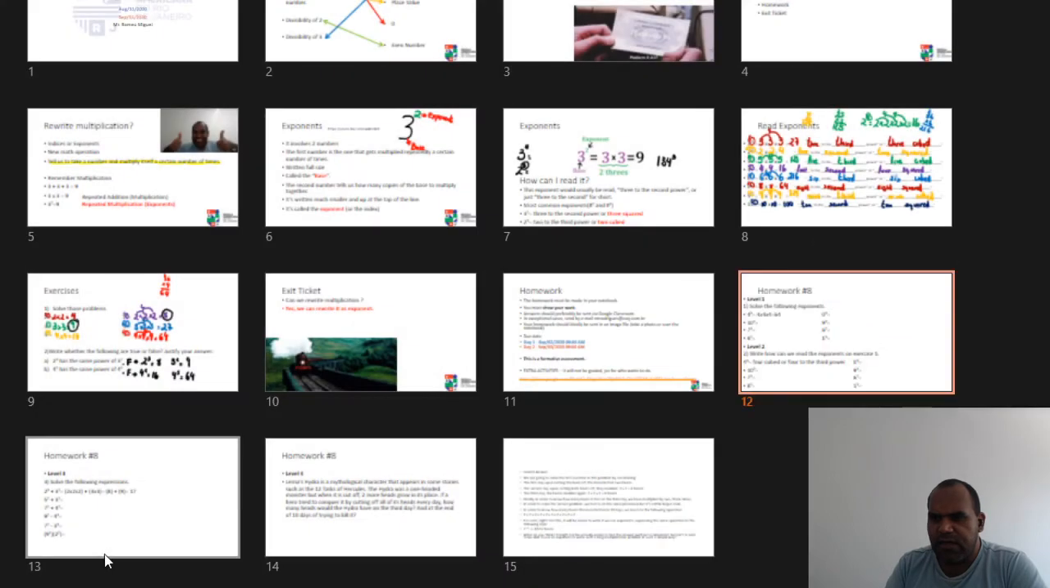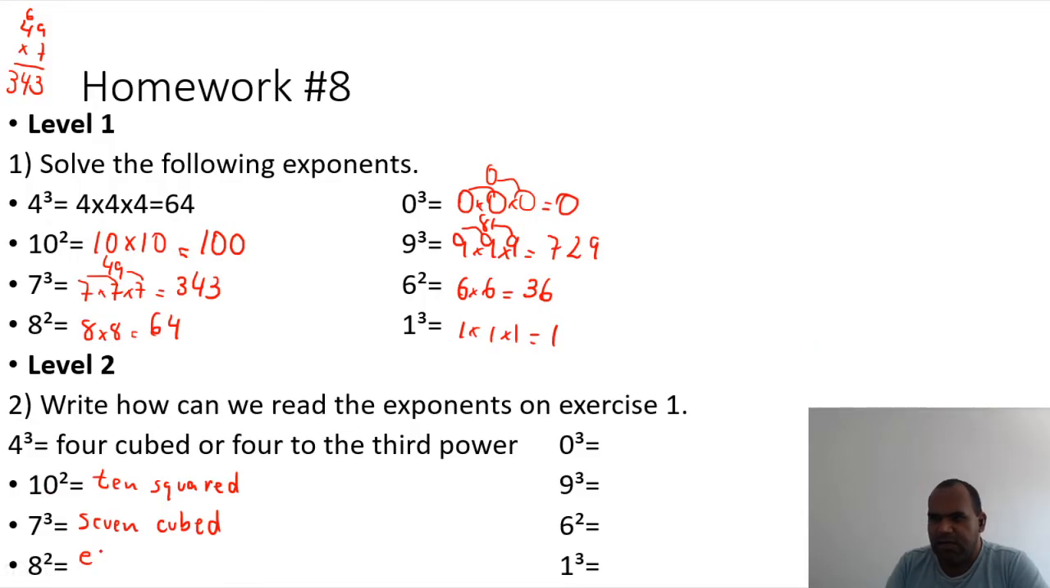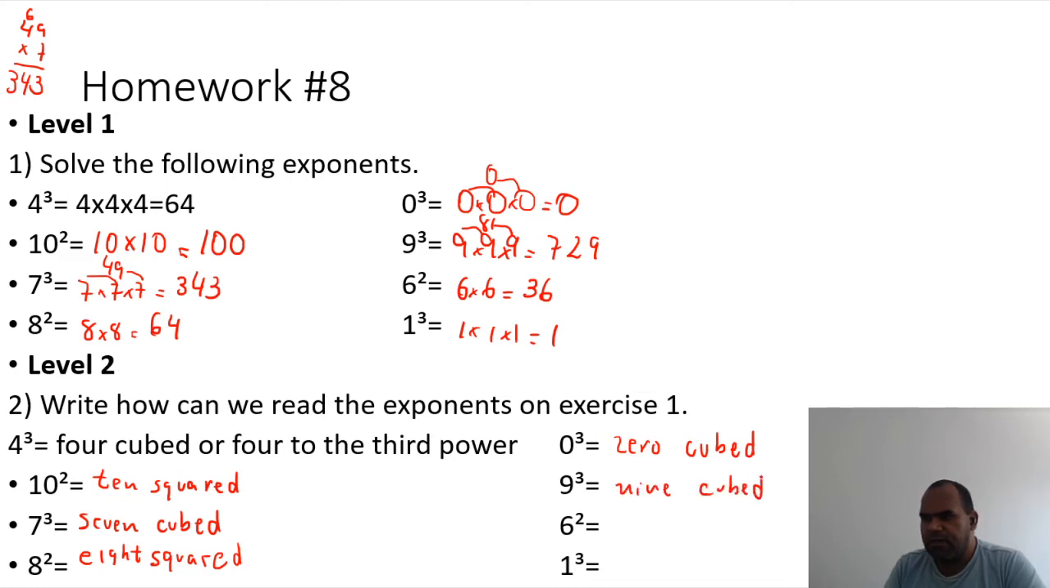8 squared, I can just write here, oops, sorry guys, I don't have a good space here. 8 squared or 8 to the 2nd power. 0 cubed or 0 to the 3rd power. 9 cubed or just 9 to the 3rd power. 6 squared or 6 to the 2nd power, and the last one, 1 cubed or 1 to the 3rd power.